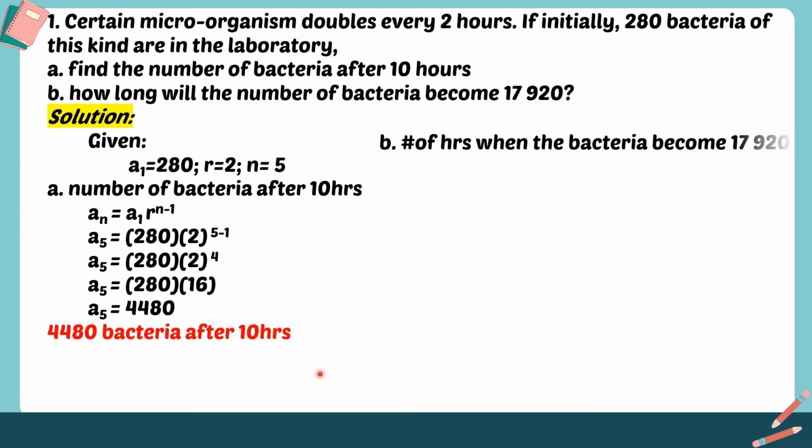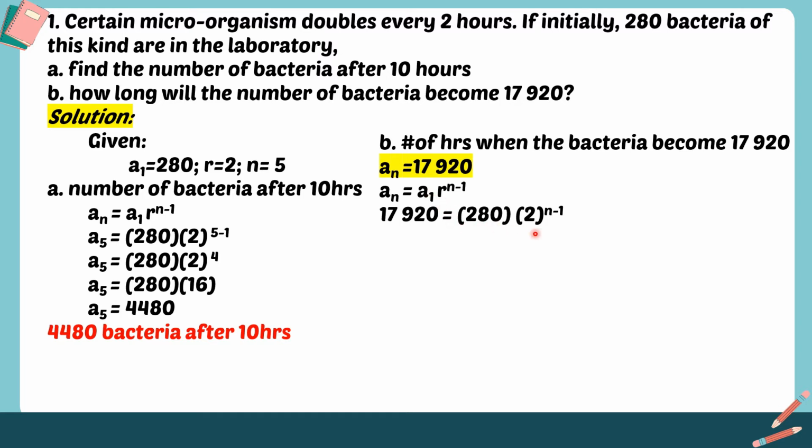Next, let's have the second problem, number of hours when the bacteria becomes 17,920. So, yung additional given natin is a sub n equals 17,920. So, ilang oras magiging ganito karami yung bacteria sa loob ng laboratory. So, gamitin ulit natin yung nth term pero this time, n naman ang isosolve natin. So, substitute tayo ng a sub n which is 17,920 at yung a sub 1 pa rin natin na 280 at ang r natin na 2.